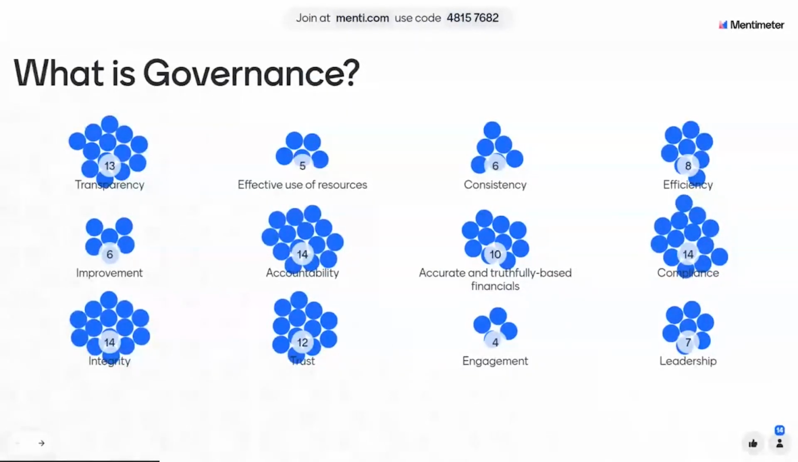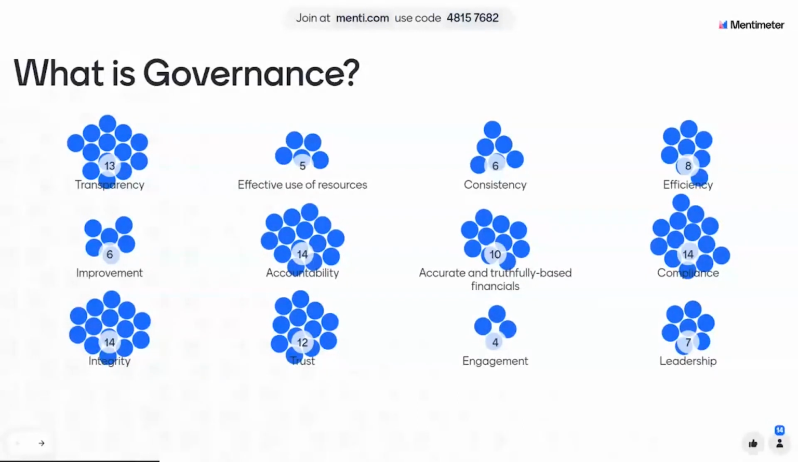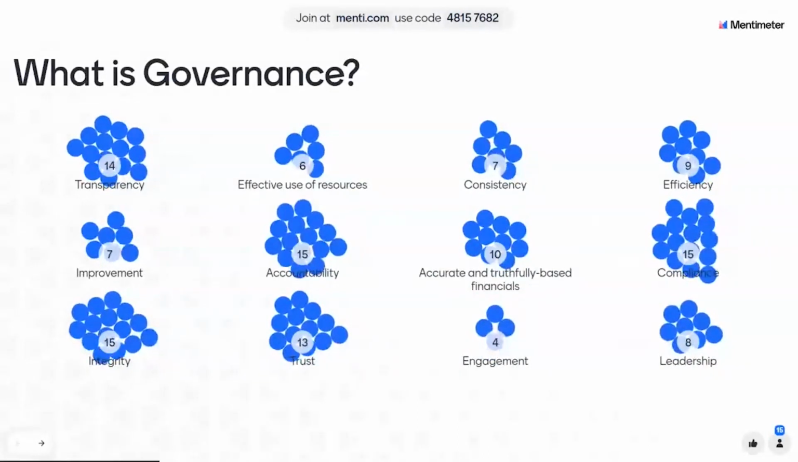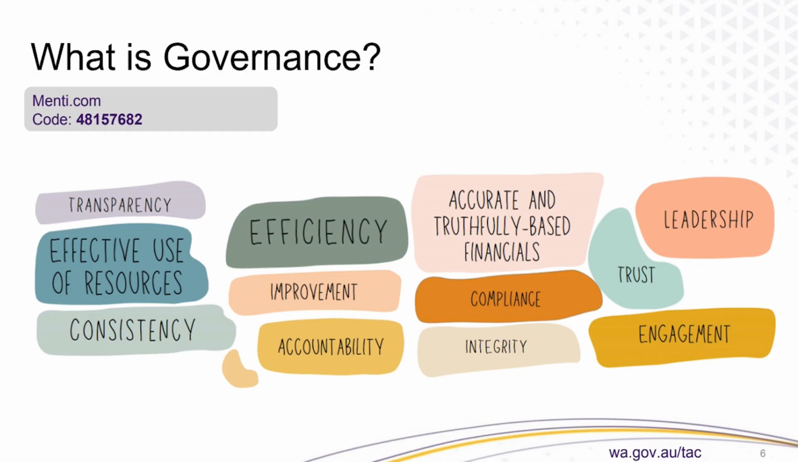So you look at things like accurately and truthfully based financial information that you provide, efficiency, leadership, trust. They're all words that we might link with governance. So when we think about good governance and you look at those words that you have chosen, those words are really about making sure that we manage our organisations well. And I'm really glad that the ones that you are picking are the ones that are coming up there.